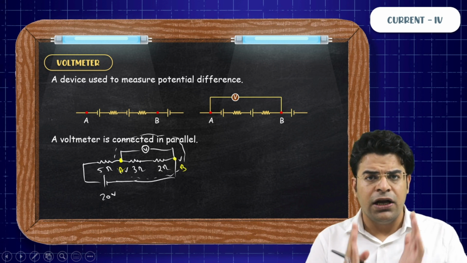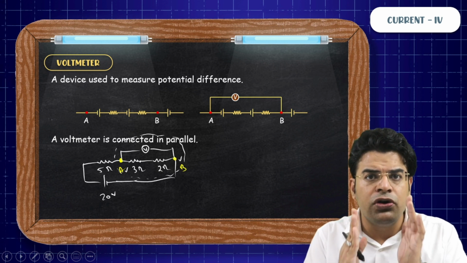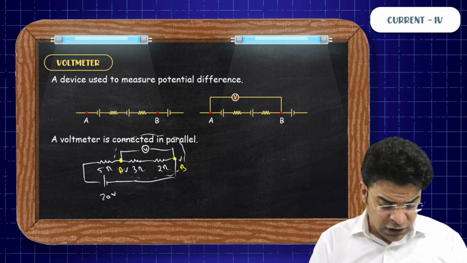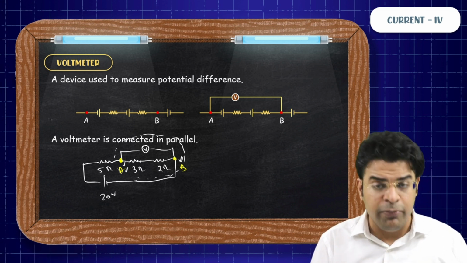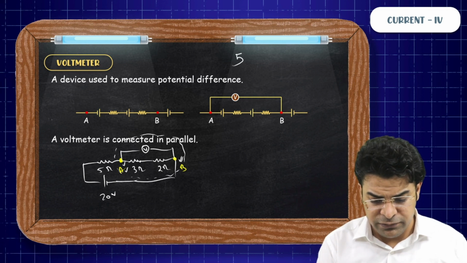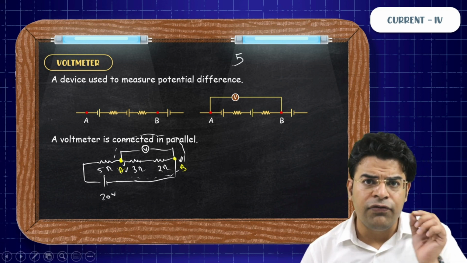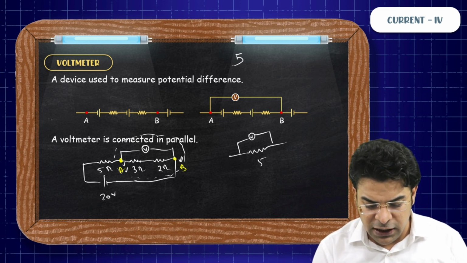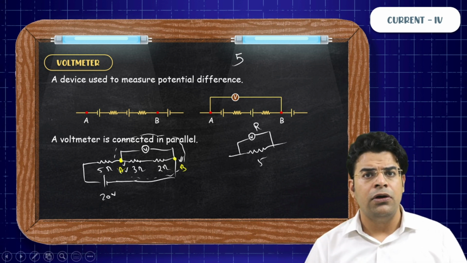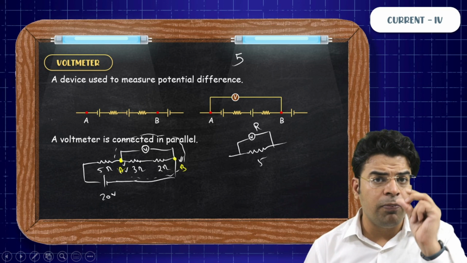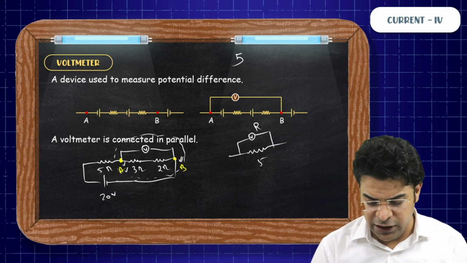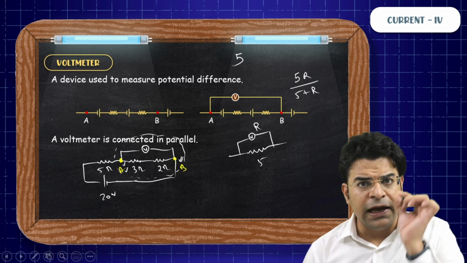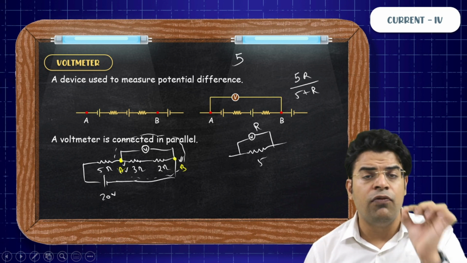You will say, sir, for the reading of the system not to change on connection of voltmeter, the resistance of the circuit shouldn't change. Now, the resistance of the circuit between point A and point B before installing the voltmeter was 5. 3 plus 2, 5. After installing the voltmeter, you have got this resistance of 3 plus 2, 5, and in parallel you have got voltmeter. Let's say the resistance of this voltmeter is R. The resistance of this combination after placing the voltmeter of resistance R will be equal to 5R upon 5 plus R.